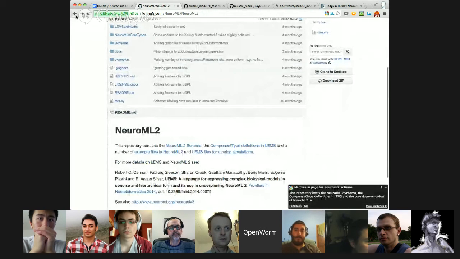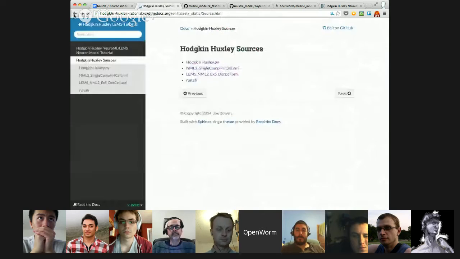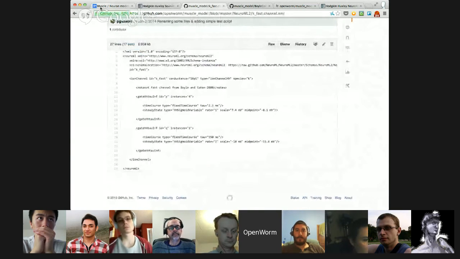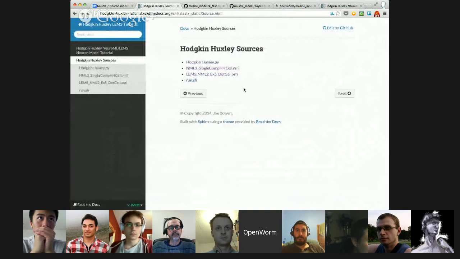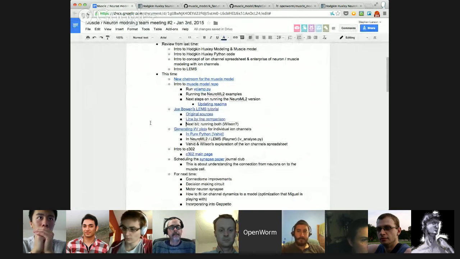There's also some more human-readable ways to look at NeuroML2 schema. Okay, so the muscle model is a specialization of what you see here. If you understand the Hodgkin-Huxley LEMS files, you're really close to understanding the LEMS files for the muscle model and being able to run them.